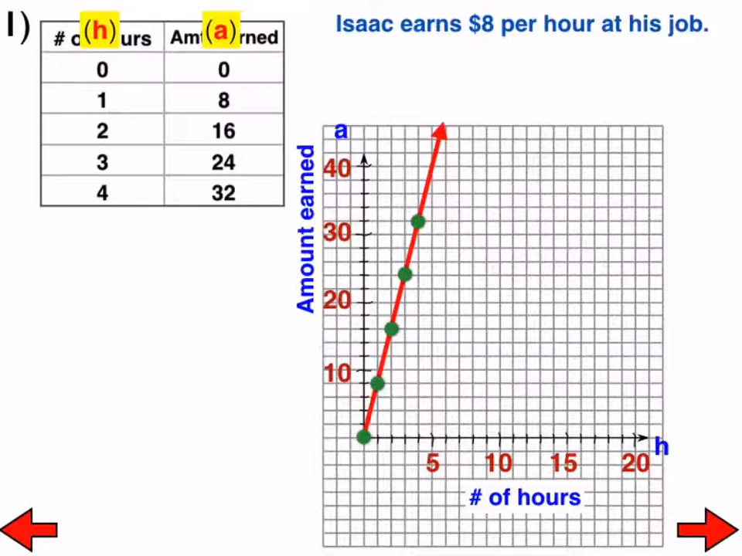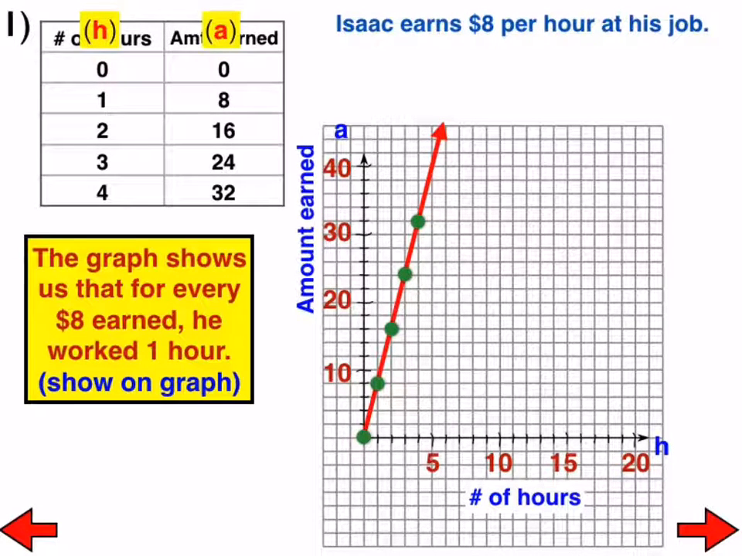But what if I take that graph right there and I look at it a little more carefully? Going between point and point, the graph shows us that for every $8 earned, he worked 1 hour. From here to here, since this is the amount earned axis, that's an increase of $8. Could you fill that in, please? And he worked 1 hour to accomplish that.